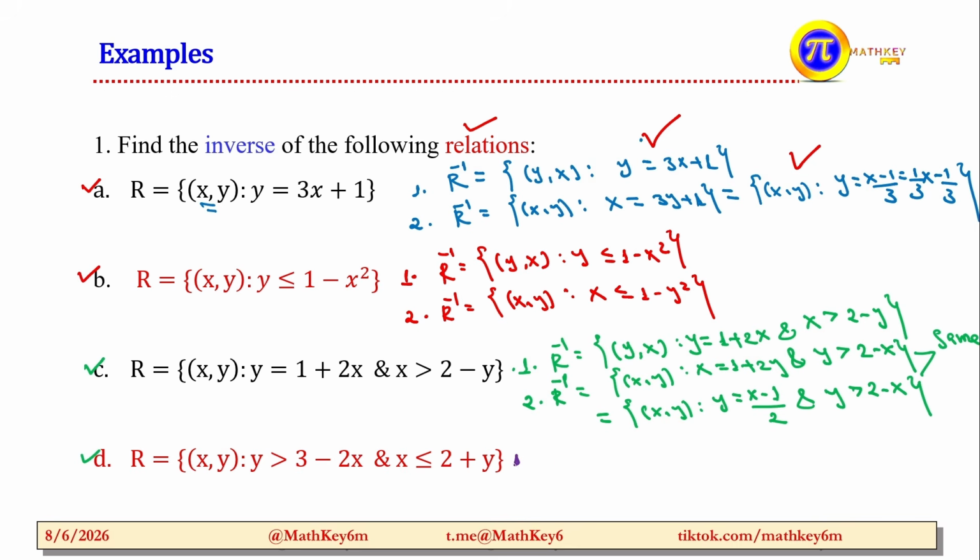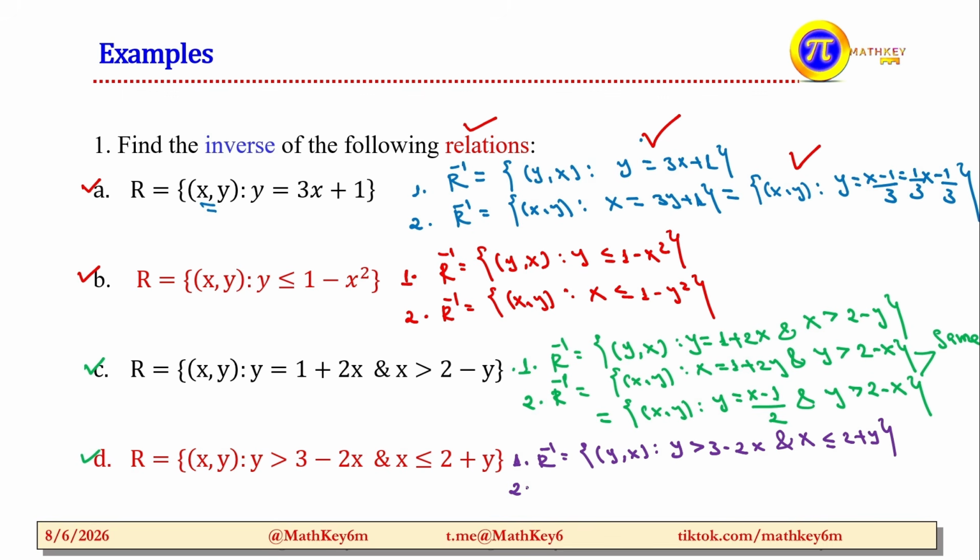So the first case: R inverse is obtained by interchanging the order, y with x, then taking the inequality as it is. Here it is y > 3 − 2x, and x ≤ 1 + y. Here is the first one.